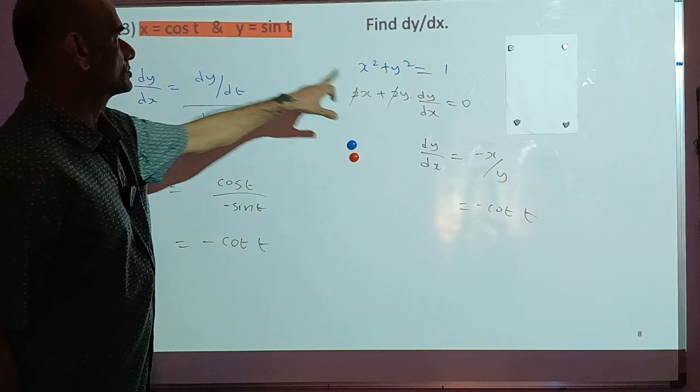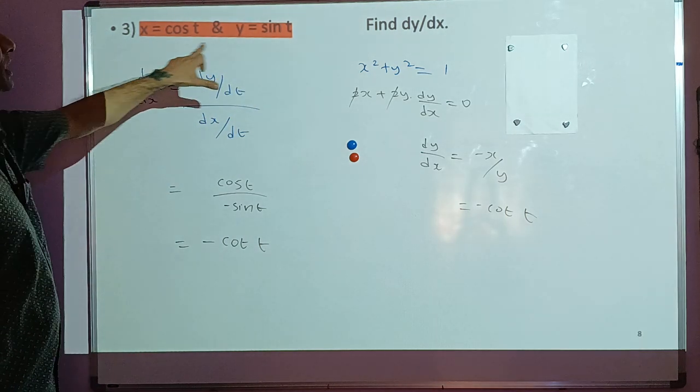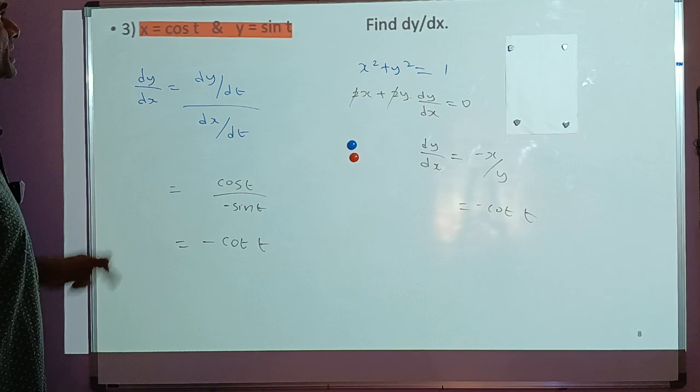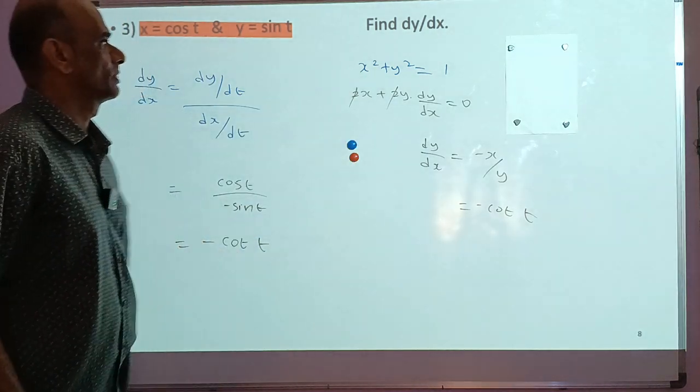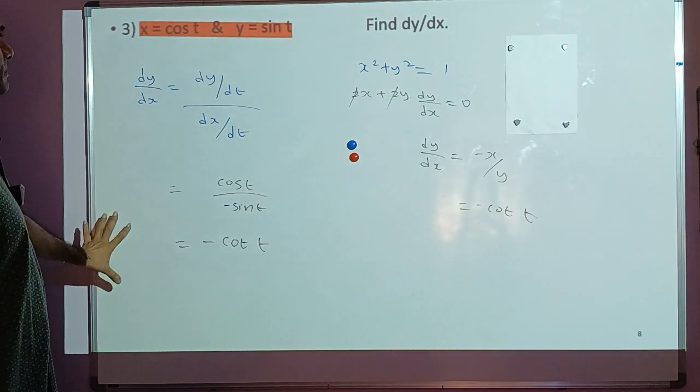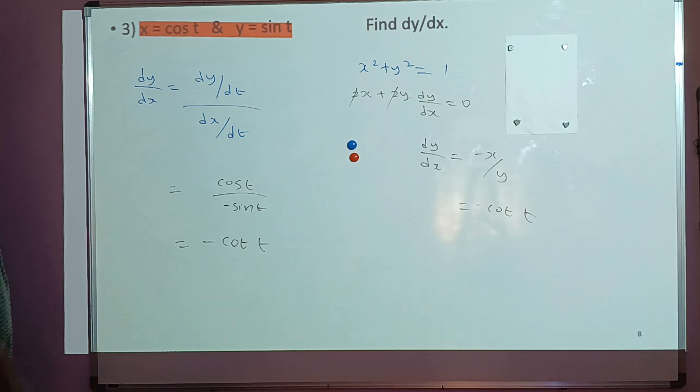So this is possible because in this case, it's a simple example. There is a way to eliminate the time and get the relation between x and y as this one. But this is not applicable in general. In this particular example, this is applicable.